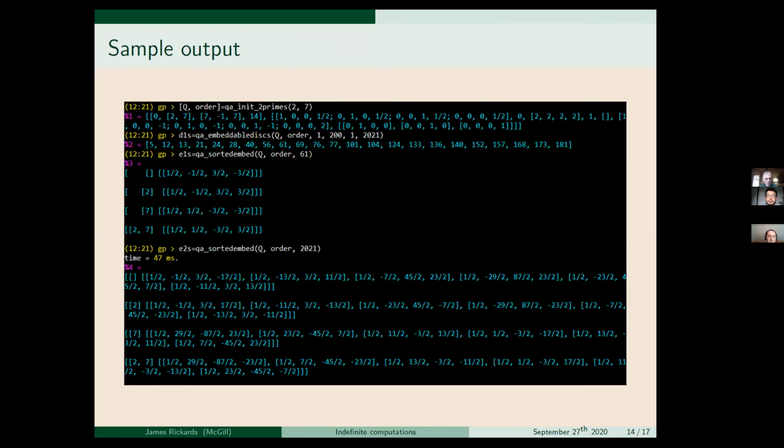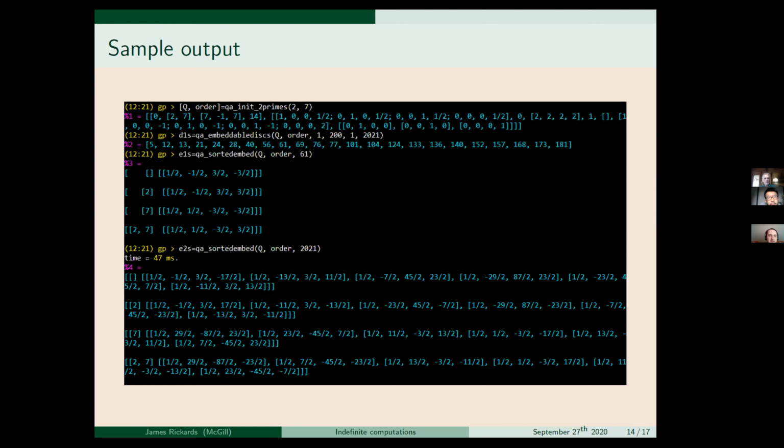So just briefly, this is some sample output. I'll just run through it quickly. In the first slide, I initialized a quaternion algebra, ramified at 2 and 7, and a maximal order. In the next slide, I compute which discriminants I can embed in this quaternion order, because you can't embed every discriminant. The third line, I decide to embed 61. The fourth line, I decide to embed 2021. Unfortunately, you couldn't embed 2020 in the one I chose, so 2021 was the next best thing.